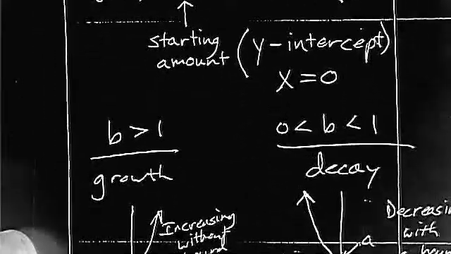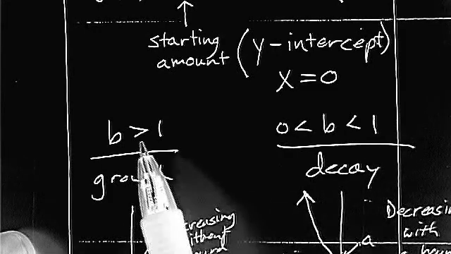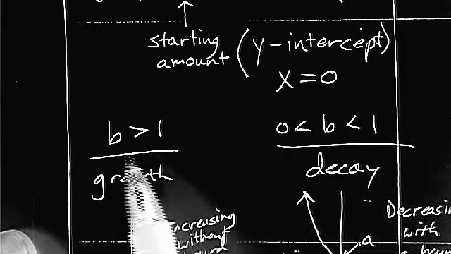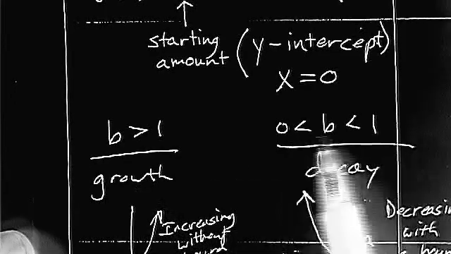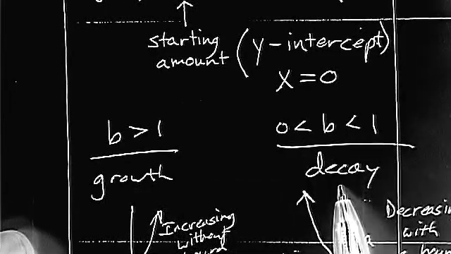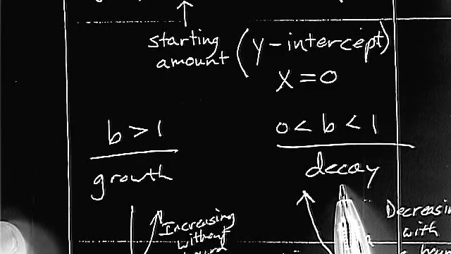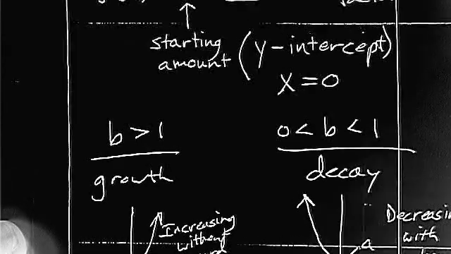We have two different types of exponential functions. When the growth factor is greater than 1, we call it exponential growth. And when it's between 0 and 1, we call it exponential decay. Notice that we will not have any kind of negative growth factor.